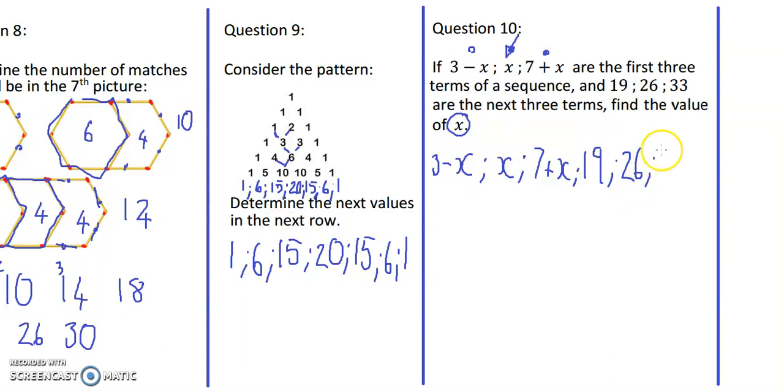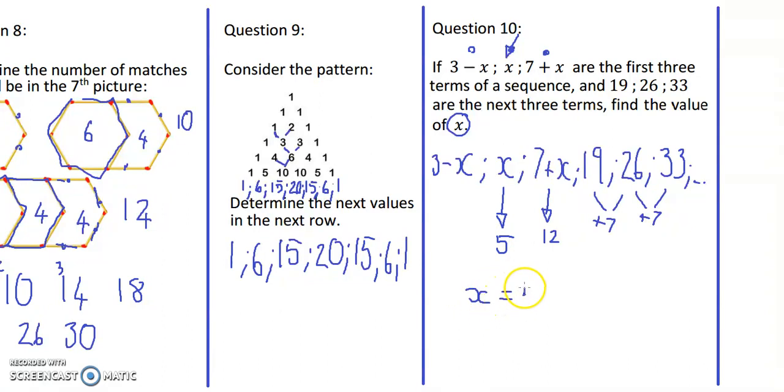There's the first term, the second term, the third term, the fourth term is 19, fifth term is 26, and sixth term is 33. While you're writing this out, you should be thinking about patterns. Okay, what's happening between 33 and 26? Well, we're adding 7. And between 19 and 26, once again, we're adding 7. So over here, this should be 12, right? Because 12 plus 7 gives us 19, which means that this over here is going to be 5. That makes a lot of sense. So x is equal to 5.